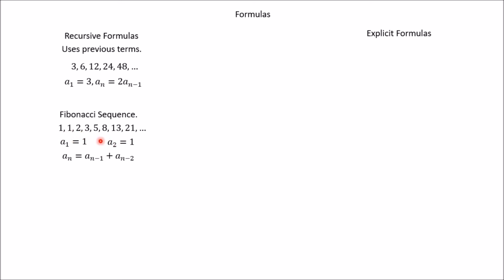Now, an explicit formula is like what we've been doing with functions for the past year. Our functions have been explicit functions, and that just uses the term number. Our functions just use x. This will just use n.